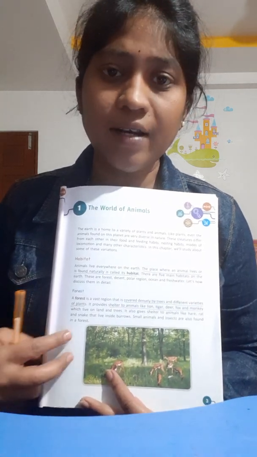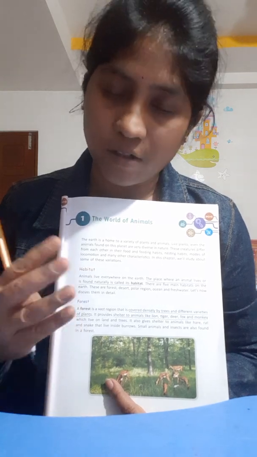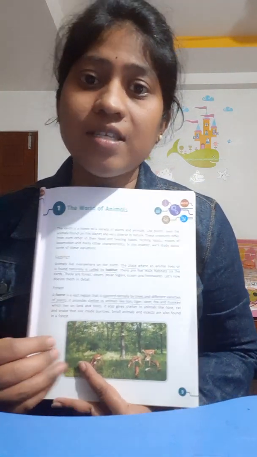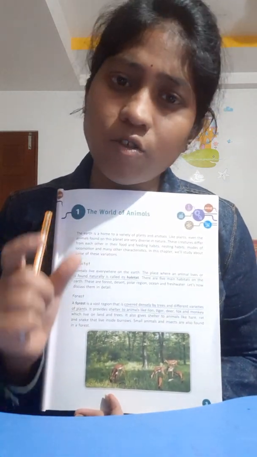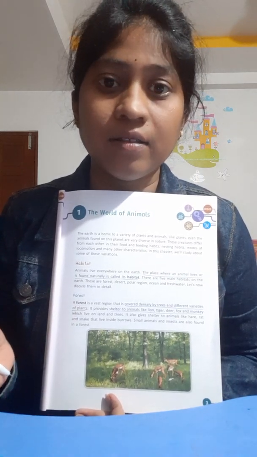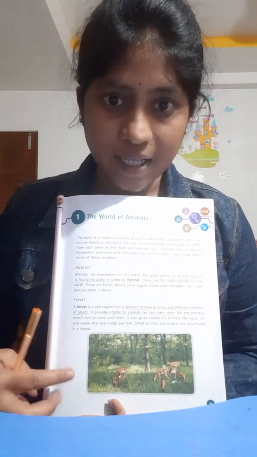plants here. In this forest so many animals live, so it creates shelter for many animals and also small animals like rabbits and reptiles like snakes, so many things. Okay, next coming to the next part, that is desert.